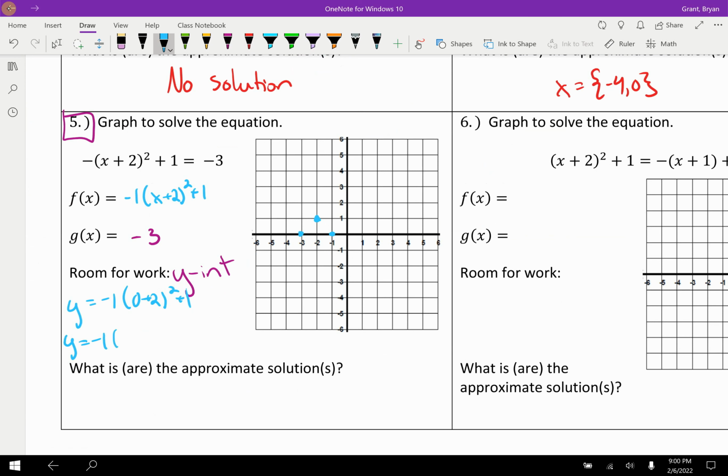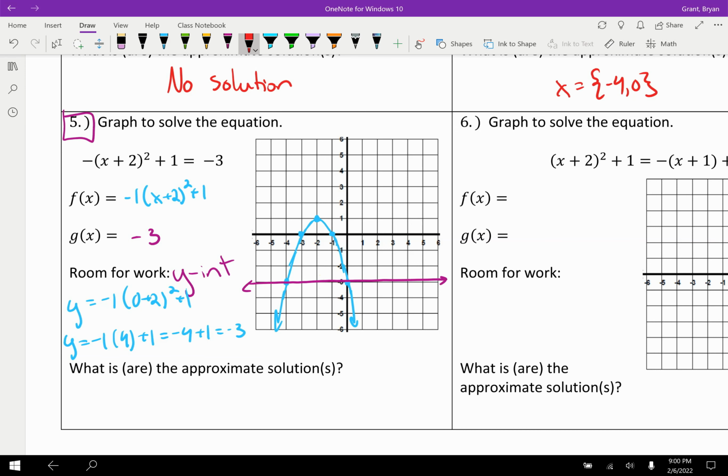And so we get -1. This is 2 squared again. That's 4. We get -4 plus 1. Looks like -3 is our y-intercept. And let's see, that's 1, 2 away from the axis of symmetry, 1, 2 away right here. So we end up with our parabola opening down like so. And then y equals -3.